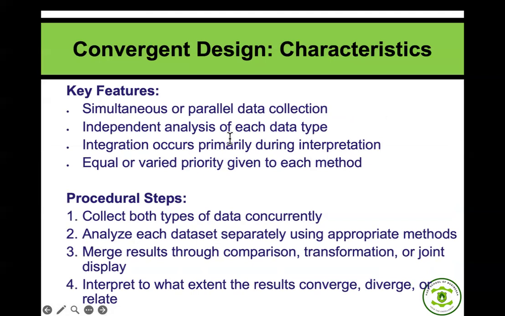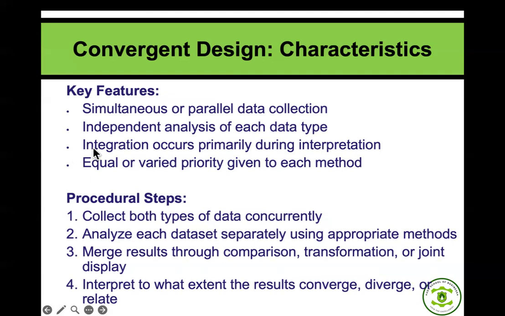What are the key characteristics? Let's dive deeper into the specific features of a convergent design so that you can understand exactly how to implement this particular approach. Basically, this slide builds on the previous overview I have provided by highlighting the defining features and procedural steps. So the key features are, as indicated, simultaneous or parallel data collection, independent analysis of each data type, and then integration, where equal or varied priority will be given.